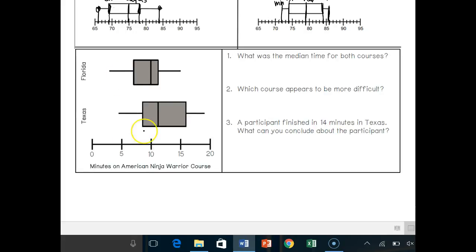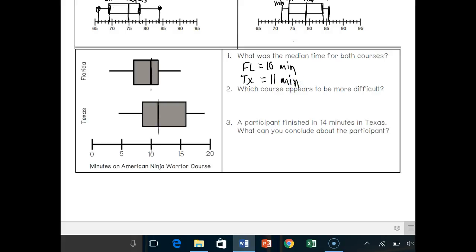So let's take a look at comparing these two. What's the median for both courses? This is minutes for an American Ninja Warrior course. For Florida, if I take it all the way down, the median is 10. So FL is 10 minutes. And the median for Texas, if I take it all the way down, is above 10 minutes, so we could say Texas is equal to 11 minutes.